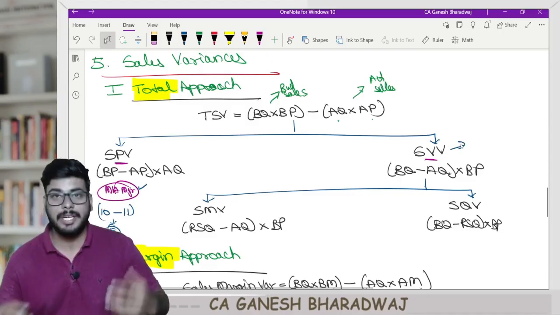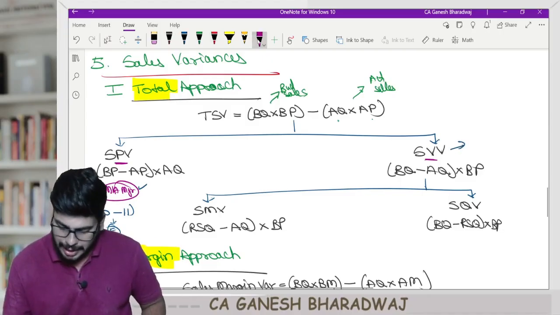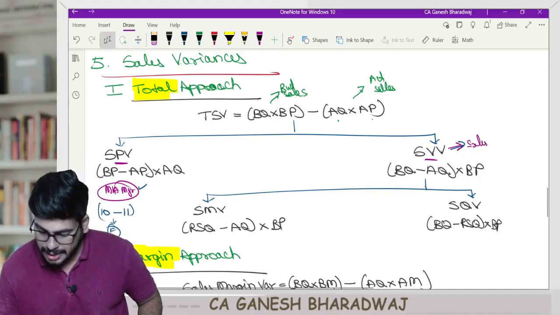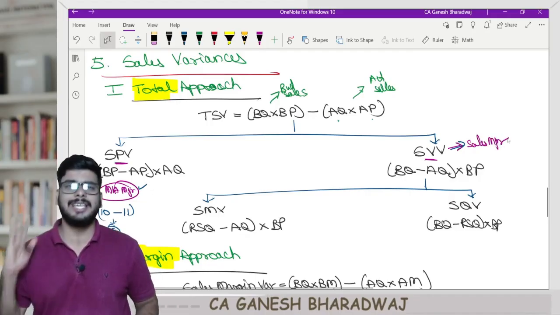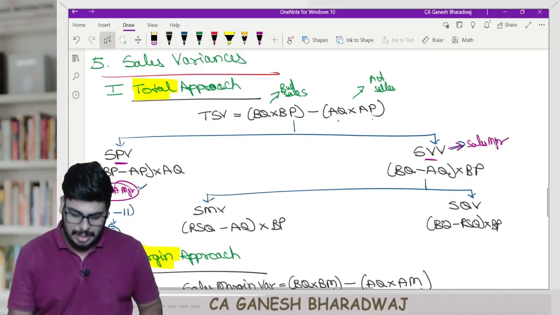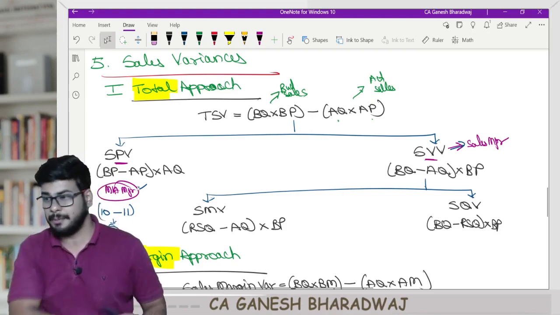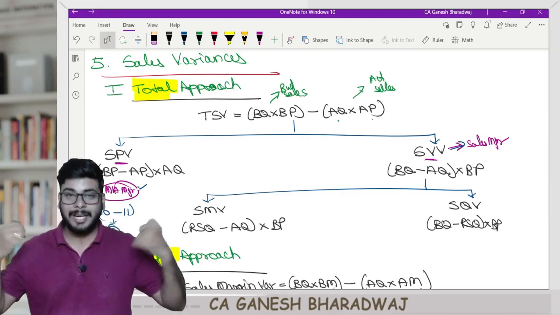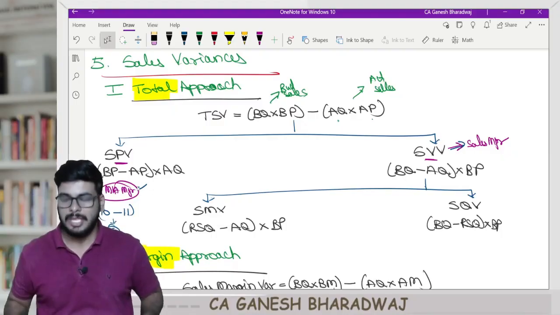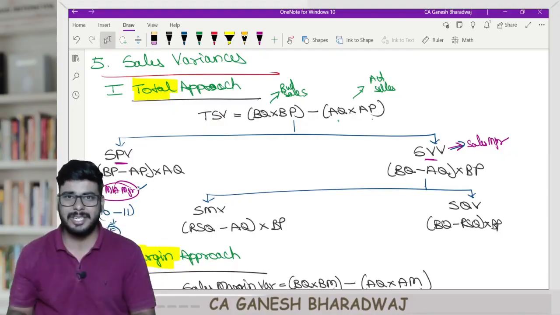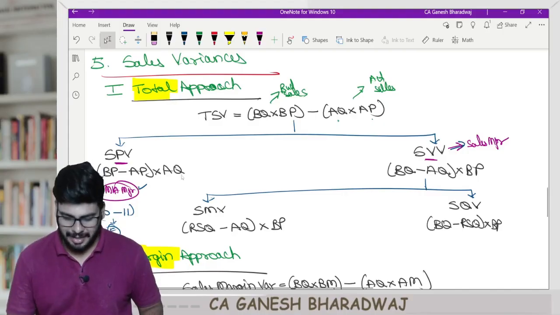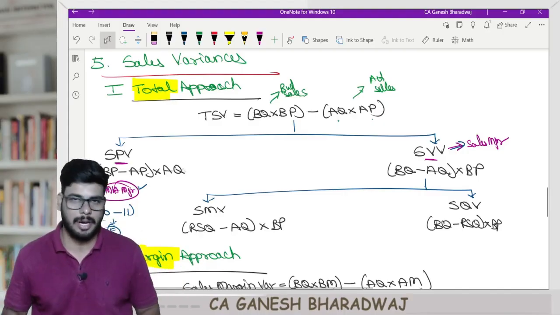Then who takes the volume decision? It is taken by another person, the sales manager. He decides how many units to sell, while the marketing manager decides the selling price. So the marketing manager is dependent on the sales manager. The same logic applies here, so into actual quantity. When I say quantity, it means units sold here. Are you clear with this?